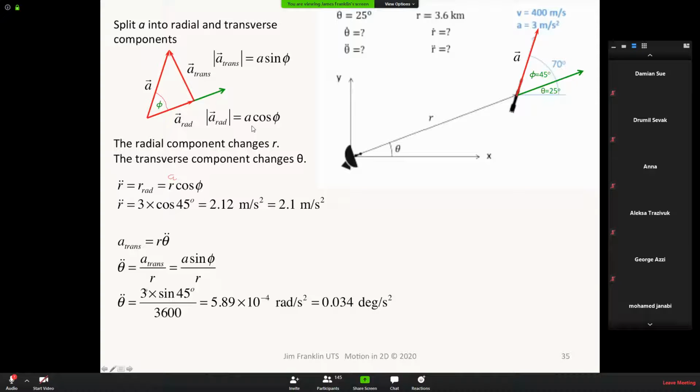So we just plug that in. A sine phi, I'm sorry, not theta, A sine phi divided by the radius of curvature, 3 times sine 45 degrees divided by 3,600. We get that angular acceleration there in units of radians per second squared, and you could convert that to degrees per second squared if you so wished, using our simple conversion factor of 1 radian is 180 on pi degrees.